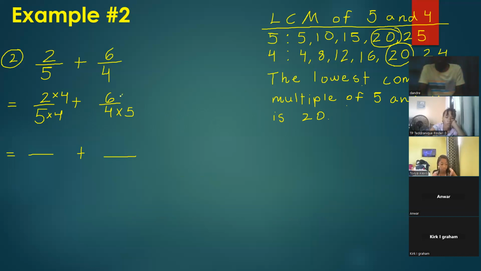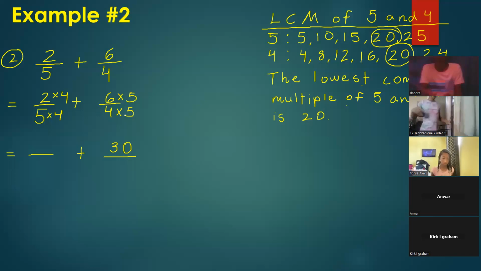Very good. And Anwar, what is 6 times 5? Is it 35? Not 35. Tetranique, what is 6 times 5? 6 times 5 is 30. Very good. So 6 times 5 is 30. Say it again, Anwar. 30. Your mic is extremely low, Anwar.